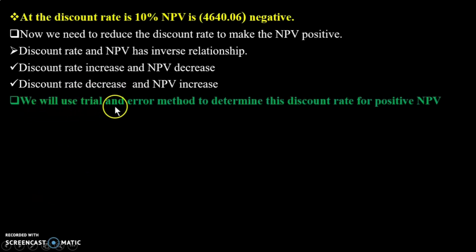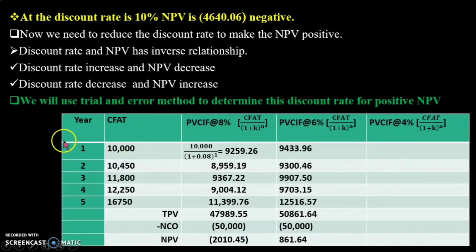So we must use the trial and error method to determine the discount rate for a positive NPV. We need a positive NPV for determining IRR. Dear students, look at the table. This is the trial and error method table. Year 1, 2, 3, 4, and 5, cash flows 10,000, 10,450, 11,800, 12,250, 16,750.